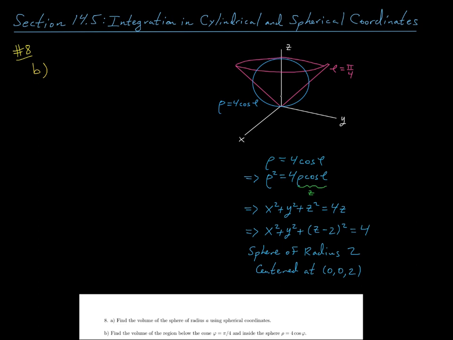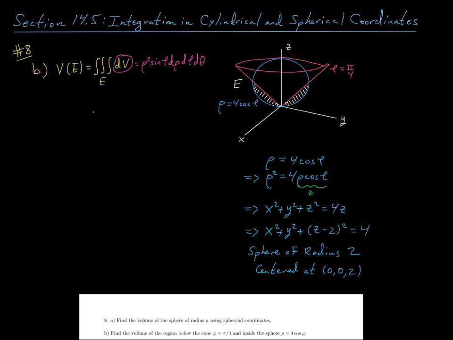Alright, so now we're looking for the region below the cone and inside the sphere, so we're looking at this region shaded in white, and we'll call that region E. And so to find the volume of our region E, we're going to compute the triple integral of just dV over the region E. And so for our differential volume element in spherical, this is rho squared sine phi d rho d phi d theta.